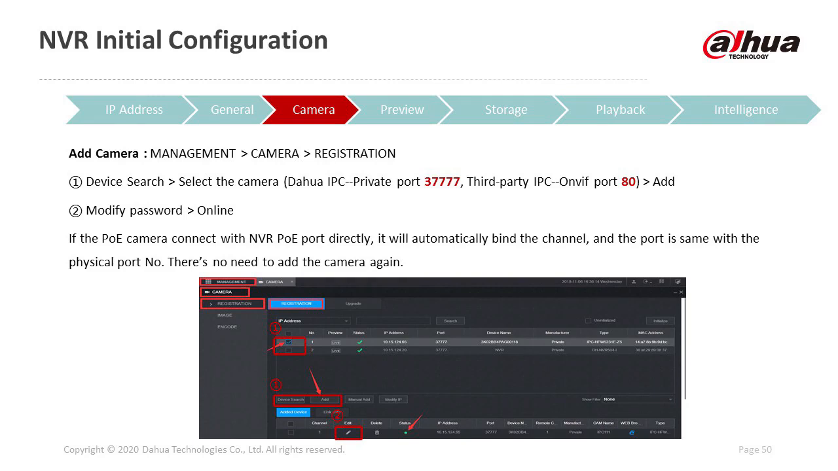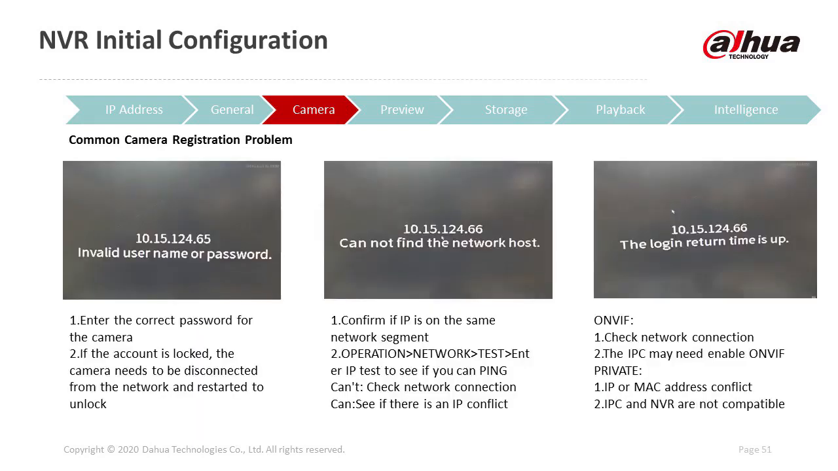If the PoE camera connect with NVR PoE port directly, it will automatically bind the channel. And the port is same with the physical port number. There is no need to add the camera again. And the NVR will assign IP address for IPCs through PoE port. If you meet the common camera registration problems as shown on the picture, you can refer to the following instructions.